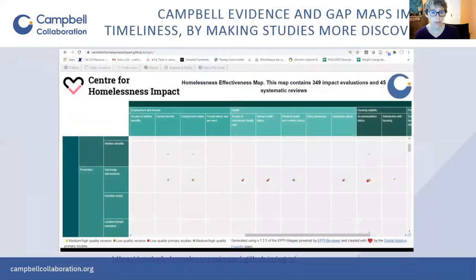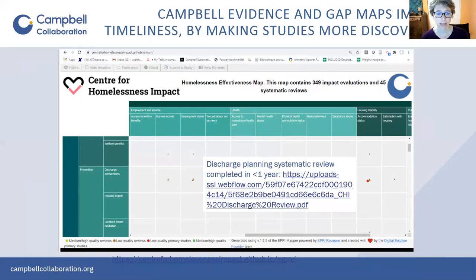In Campbell, we're working on evidence and gap maps, which are a map of all the evidence. Each of the circles in this graph represents studies or systematic reviews on homelessness. And this map was actually used to complete 3 systematic reviews in less than a year, just by making all of the studies discoverable. One example is a review on discharge planning for people who are homeless.